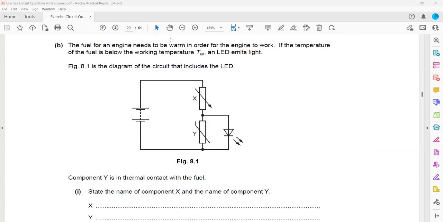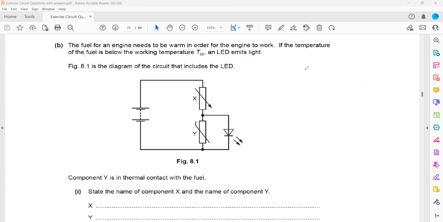Now this circuit, whenever any kind of resistors are connected in series, we call that a potential divider circuit. Potential divider circuits divide the voltage between the components, and the side where there's a high resistance will have more voltage. For example, if the resistance of the variable resistor is high, it will have more voltage, so in comparison the voltage here will be less. And the opposite will happen if the thermistor has a high resistance: more voltage across the thermistor, so less voltage across the variable resistor.